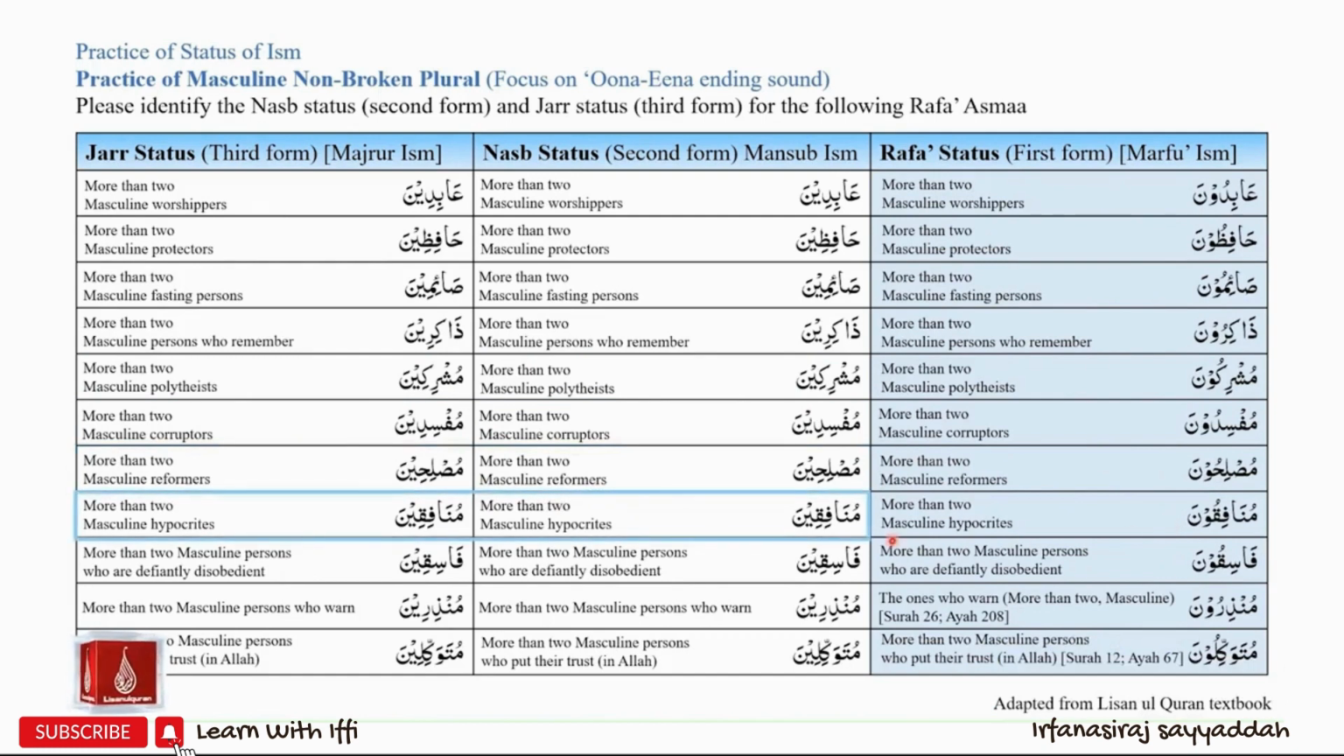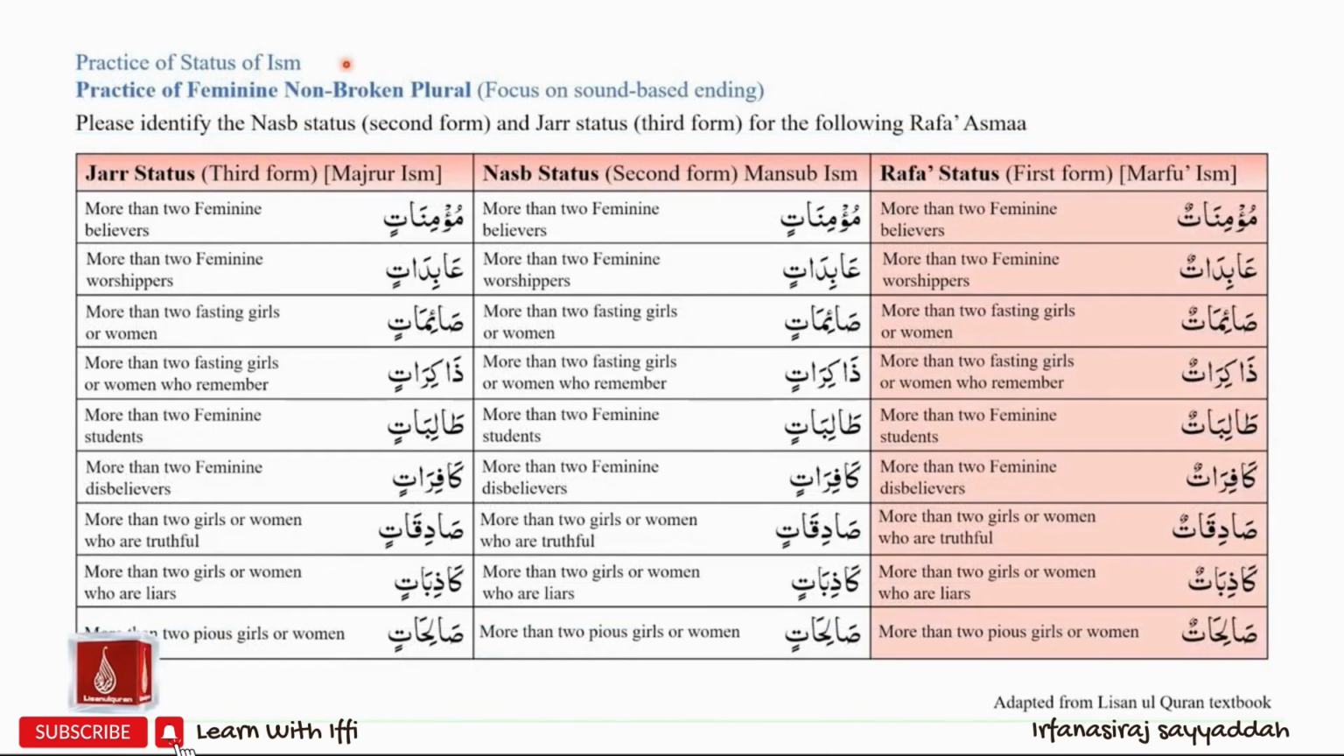Munafiquna, Munafiqina. Fasiquna, Fasiqina. Munziruna, Munzirina. Mutawakkiluna, Mutawakkilina. Next, we will do the practice of feminine non-broken plural asma.